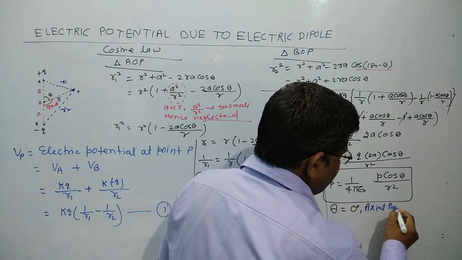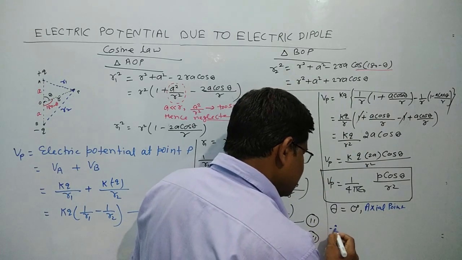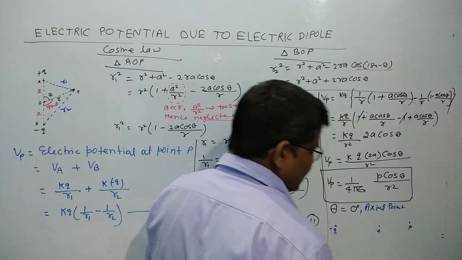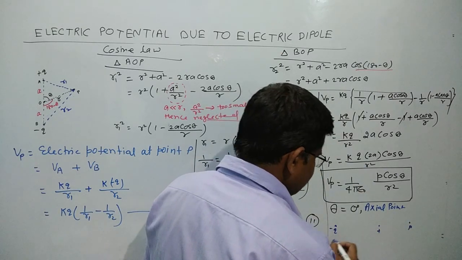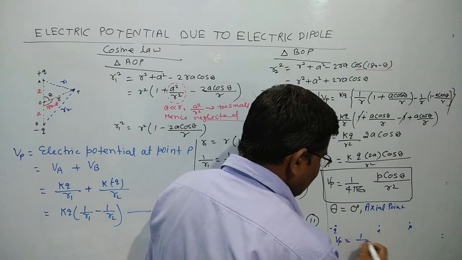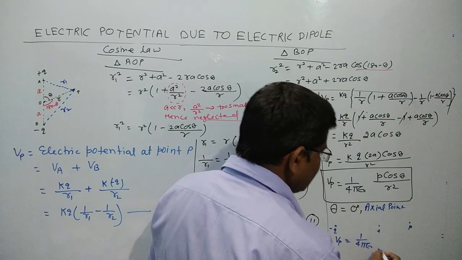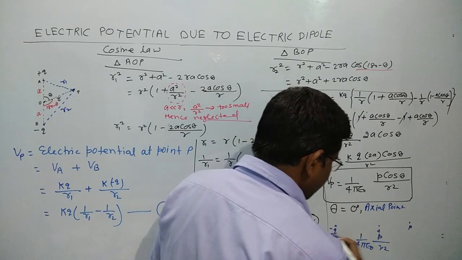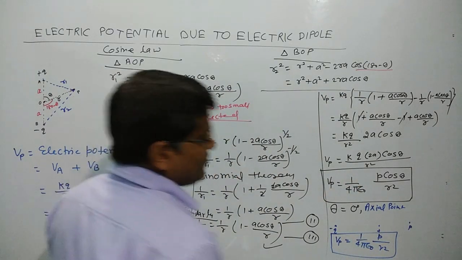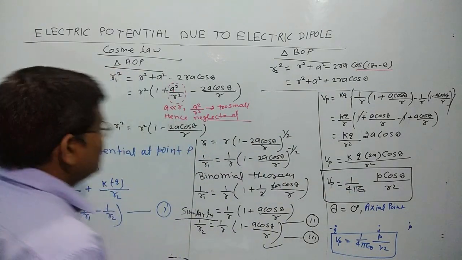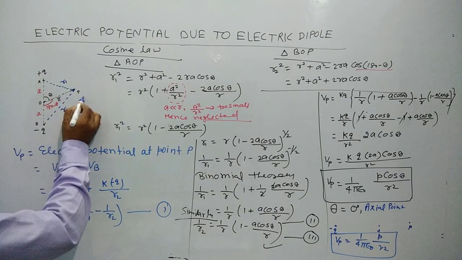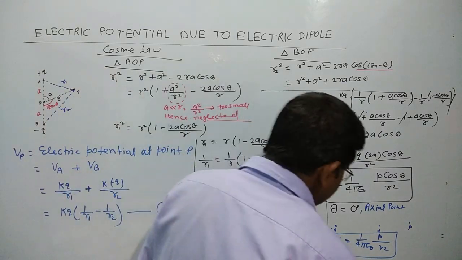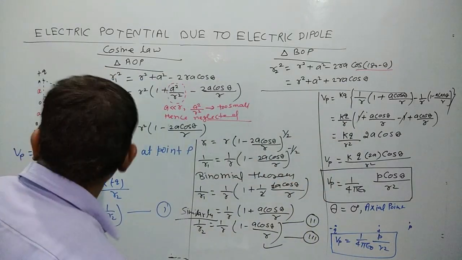Actual point means, suppose the minus sign is here and the plus sign is here, and you want to find the potential at point P. Then the value becomes Vp equal to 1 upon 4 pi epsilon naught times p by r cube. And if theta is 90 degrees, just perpendicular to this, this is called the equatorial line. Equatorial line means theta equal to 90 degrees.